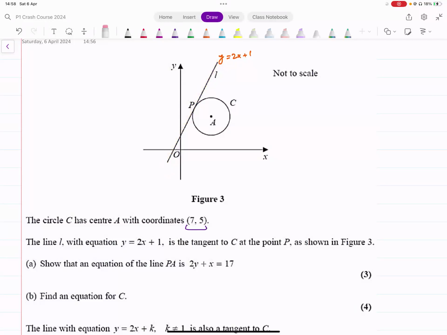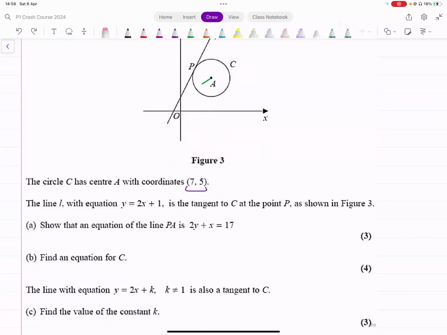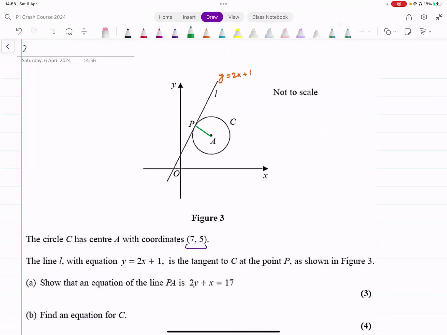So what's PA? PA is basically this line that comes from P to A. It's a line that looks like this. Now, if you think about it, PA is basically the radius of the circle at the point P. So at the point P, PA represents the radius and the line L represents the tangent. Remember, radius and tangent are supposed to be perpendicular to each other. So these two lines are perpendicular to each other.